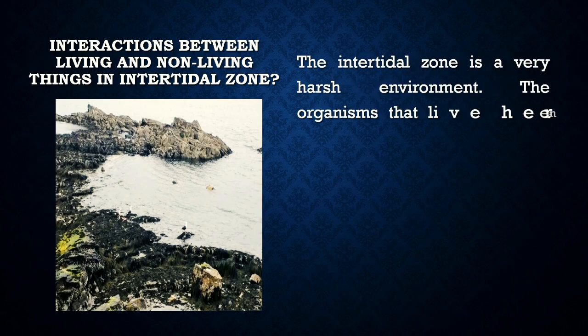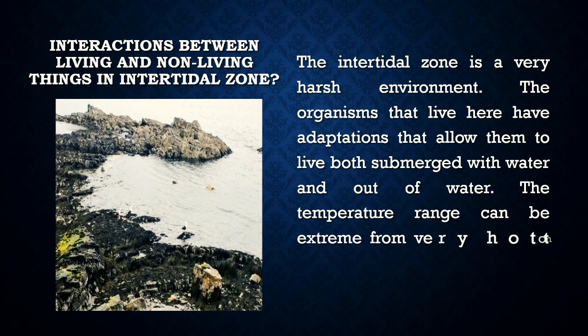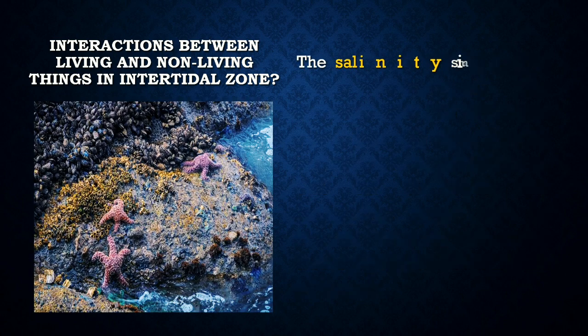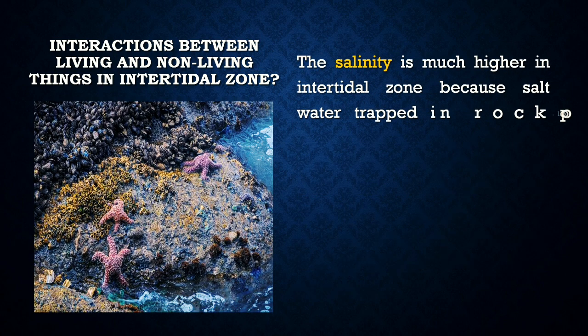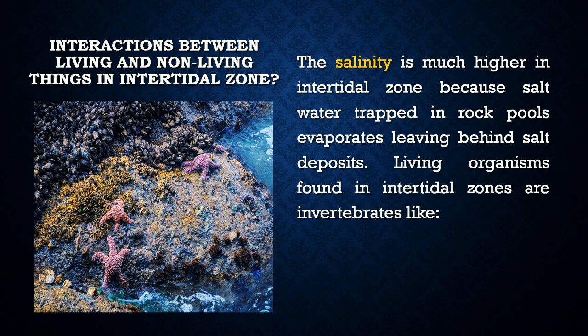Now let's talk about the interactions between living and non-living things in the intertidal zone. The intertidal zone is a very harsh environment. The organisms that live here have adaptations that allow them to live both submerged in water and out of water. The temperature range can be extreme, from very hot to near freezing in frigid climates with cold seas. The salinity is much higher in the intertidal zone because salt water trapped in rock pools evaporates, leaving behind salt deposits.